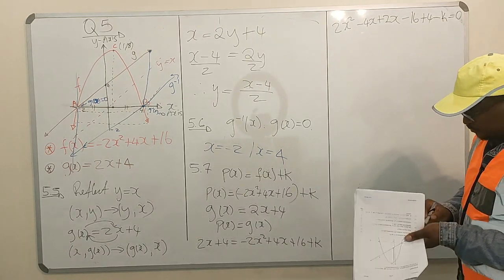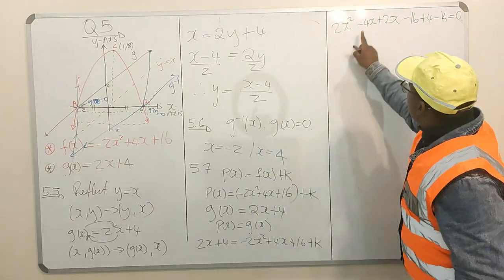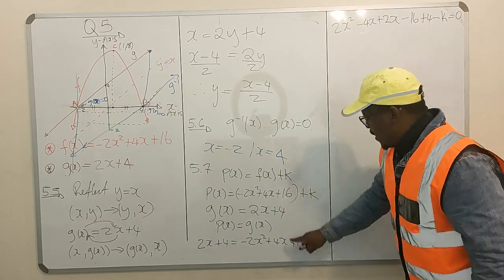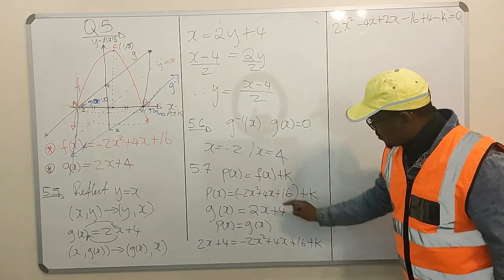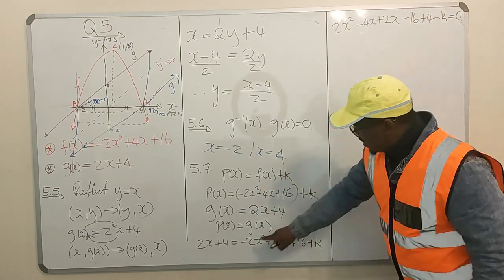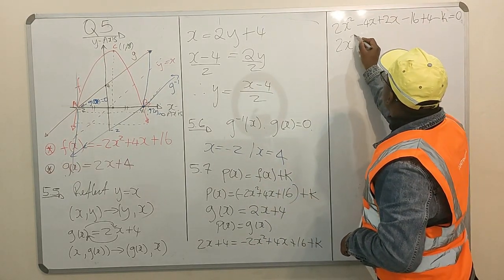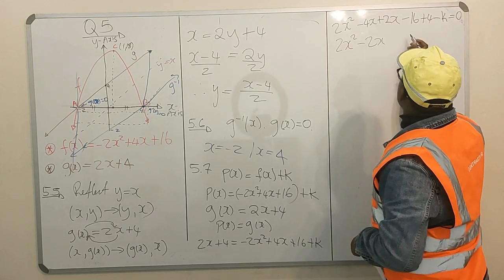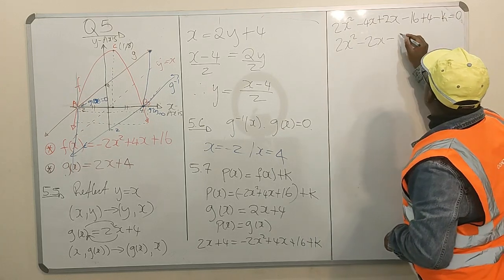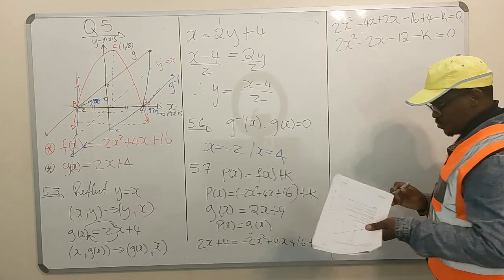Let me double check. This 2 went to the other side, it became 2x. This 4 became negative 4x, plus that 2 that was already there. The 16 becomes negative 16, which is this. k becomes negative k, which is that. Then you add the 4 that was there, and then you simplify. 2x squared minus 2x minus 12 minus k is equal to 0.